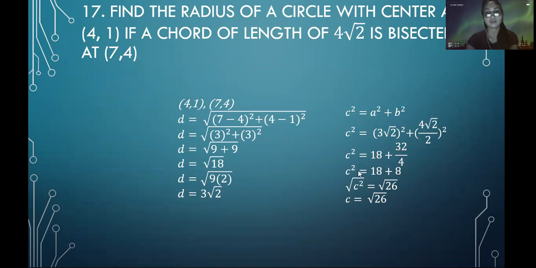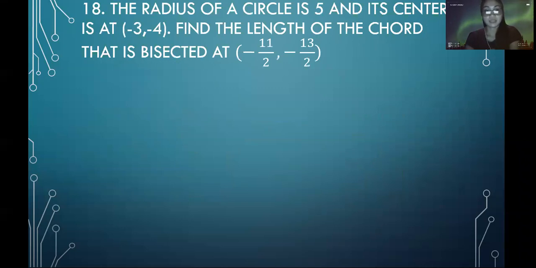Then c squared is equal to 26. So we are going to take the square root of both sides. So the final answer is c is equal to the square root of 26. So the radius of a circle with the center 4 and 1 is square root of 26.